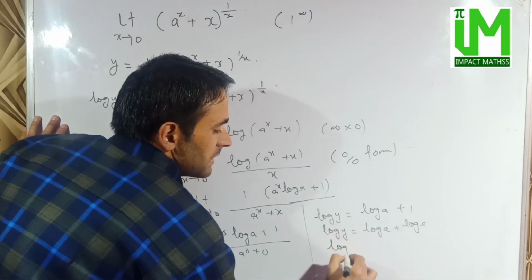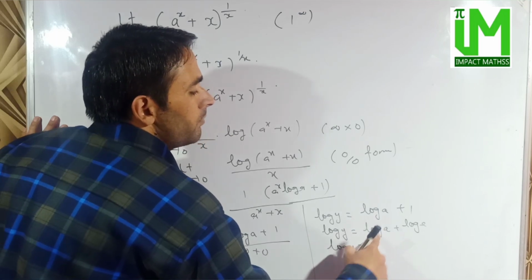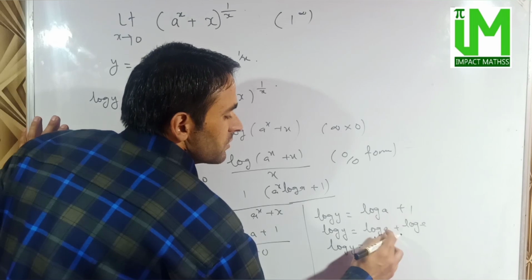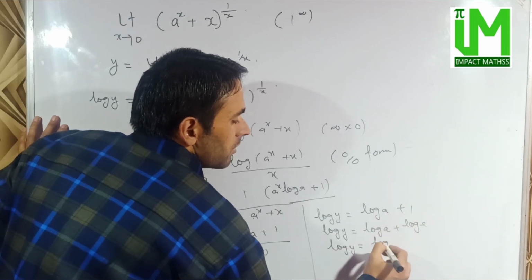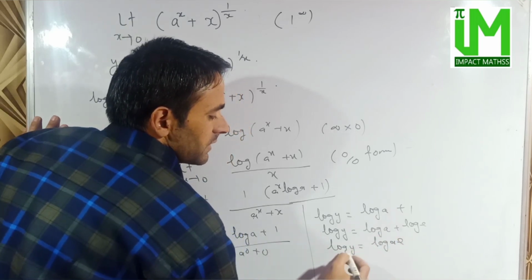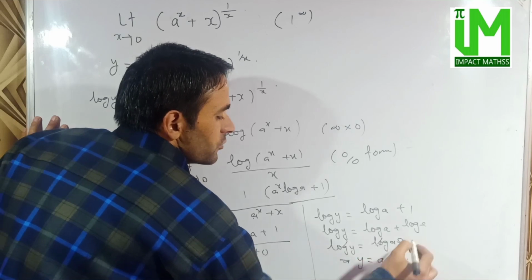Next we can write this as log of y is equal to, so we know log of m plus log of n is log of m into n, so this will be log of a plus log of e, so this will be log of a into e. Next this log and log will cancel out, so that means y is equal to a into e.